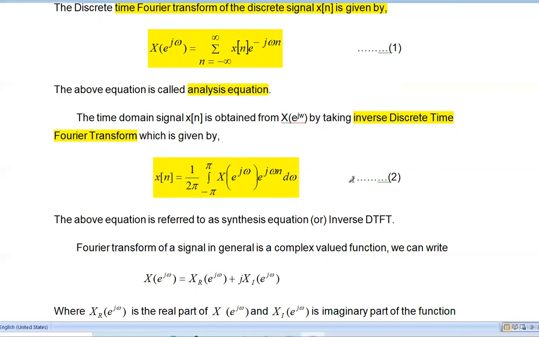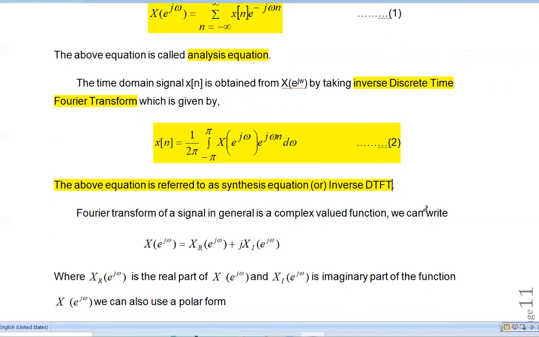In order to solve the problems, you should remember these two things. This is the Fourier transform DTFT formula, and this is the inverse DTFT formula. Using these two equations only, we are going to solve the first half of this 4th unit. This inverse Fourier transform equation is called the synthesis equation, or the inverse DTFT equation. These two equations are very important. It is a 2-mark question, and using these equations only we are going to solve the problems also.